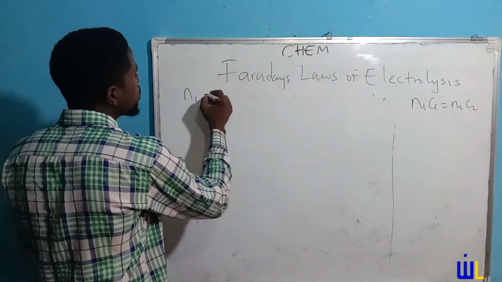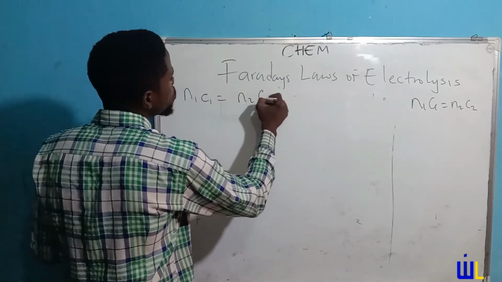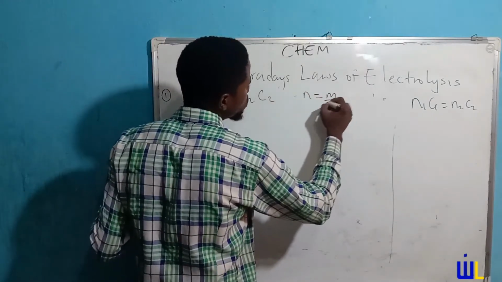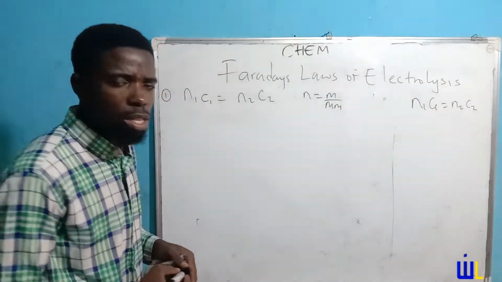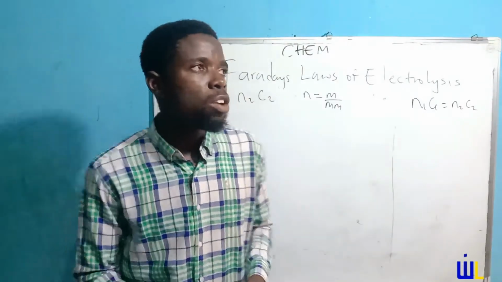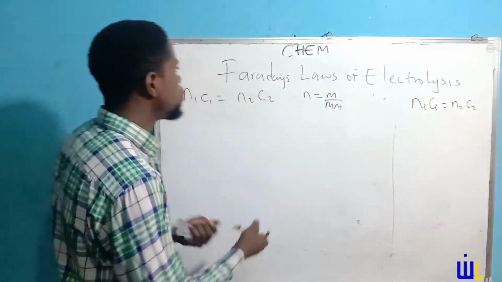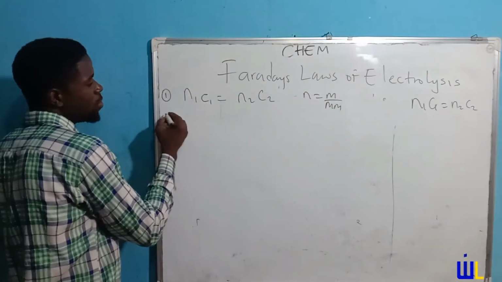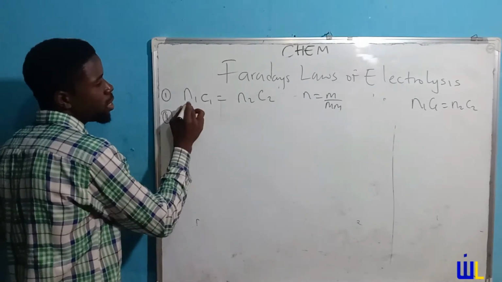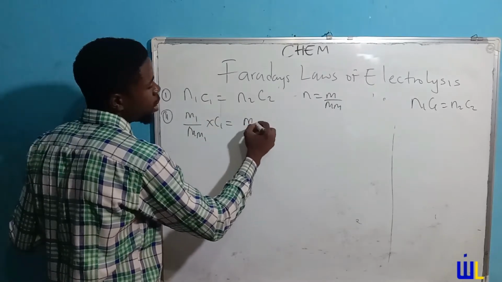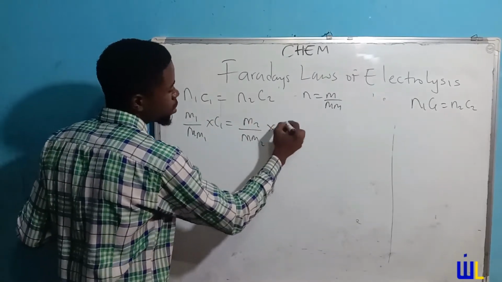We have that N1C1 equals N2C2 as our first formula. But we know that number of moles is equals mass over molar mass. The implication is anytime you are given a question and instead of number of moles, maybe you are asked to find the mass deposited instead of the number of moles deposited, what are you supposed to do? Or what is the formula you are going to use? Very simple. If you replace this number of moles with mass over molar mass, you have a new formula. Your new formula, instead of N1, it will be M1 over MM1 times C1 equals M2 over MM2 times C2.